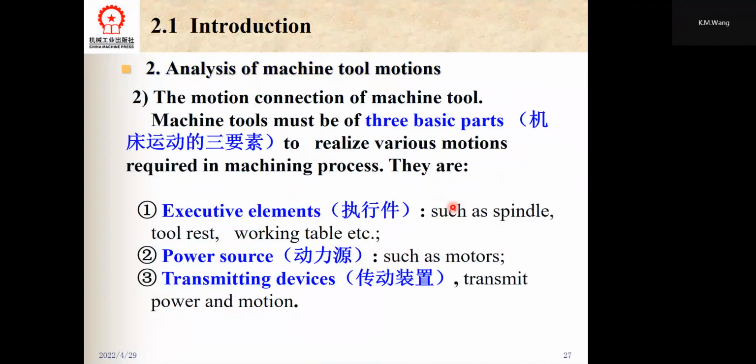And the machine tools must have three basic parts. The first is executive elements, such as spindle, tool rest, and work table. The second is the power source, such as motors. And the third is the transmitting device, including the transmit power and the motion. These are the three basic parts of the machine tools: executive elements, power source, and transmitting devices. These are the three basic parts we should know.